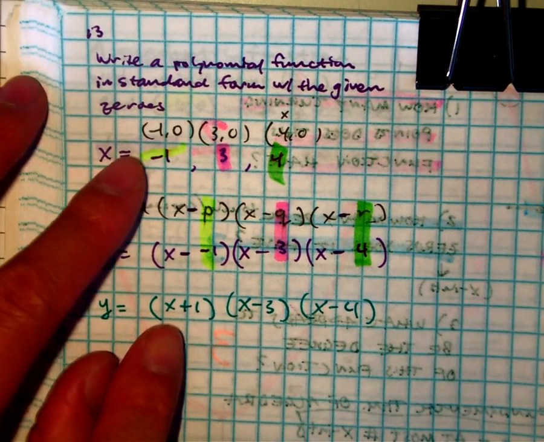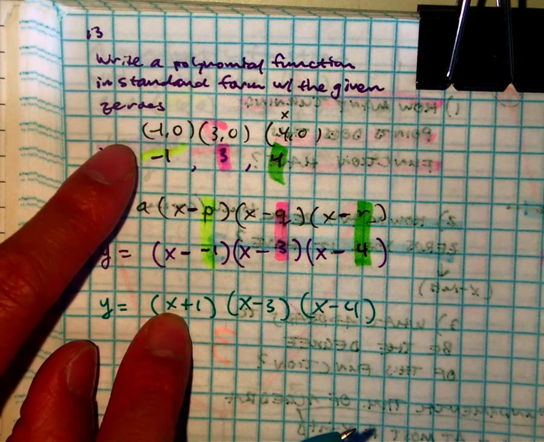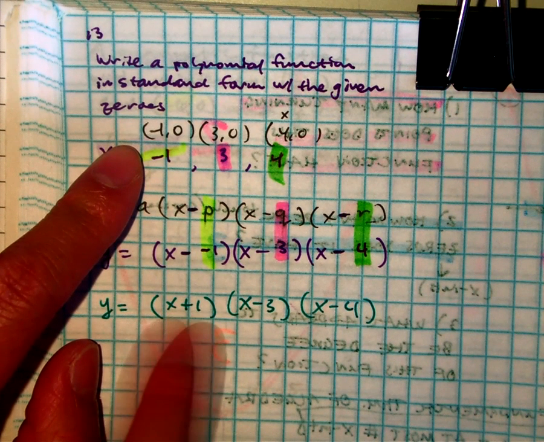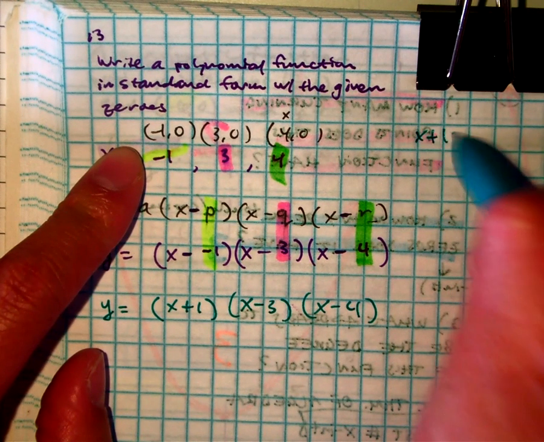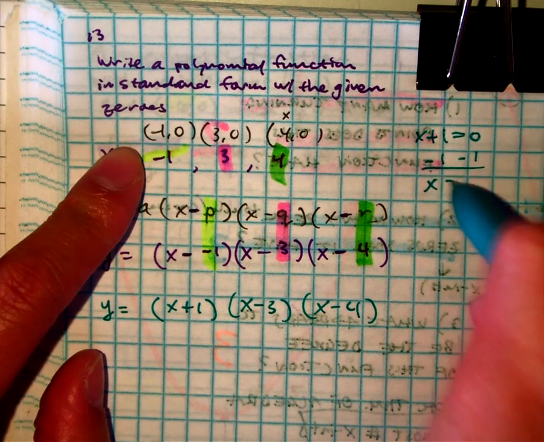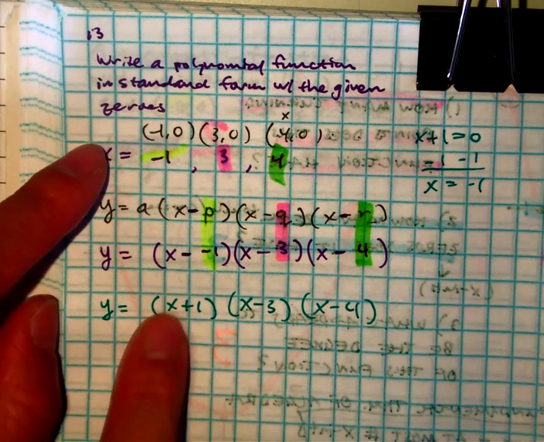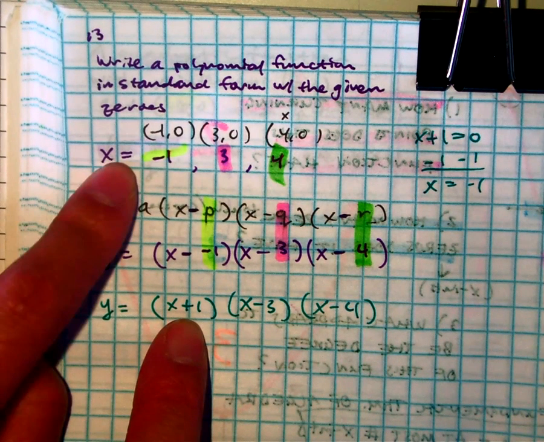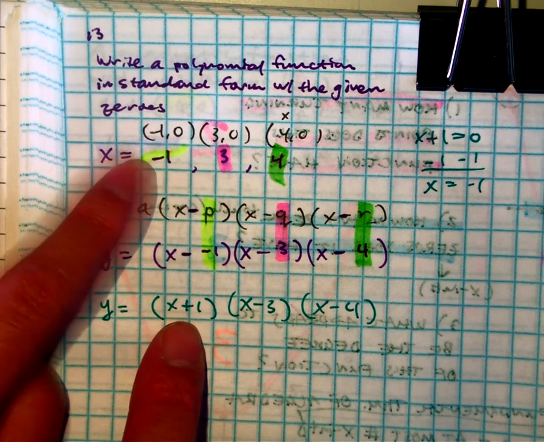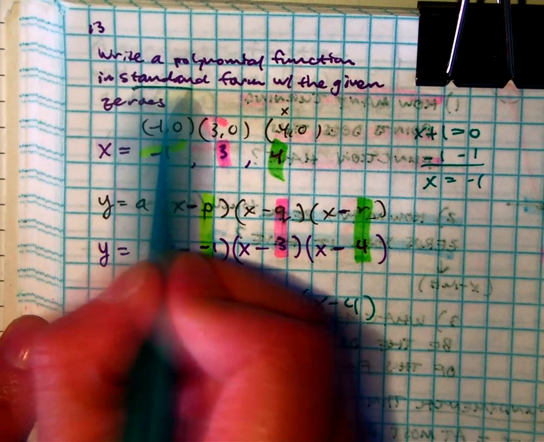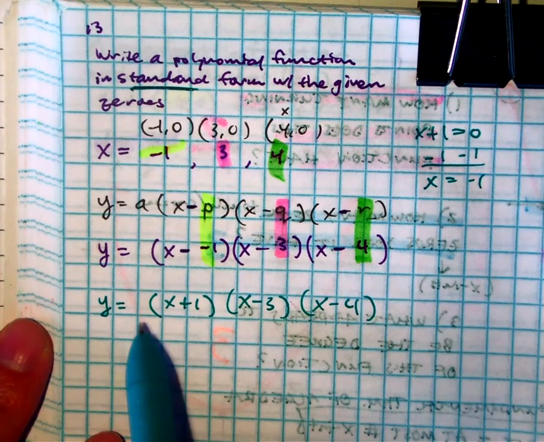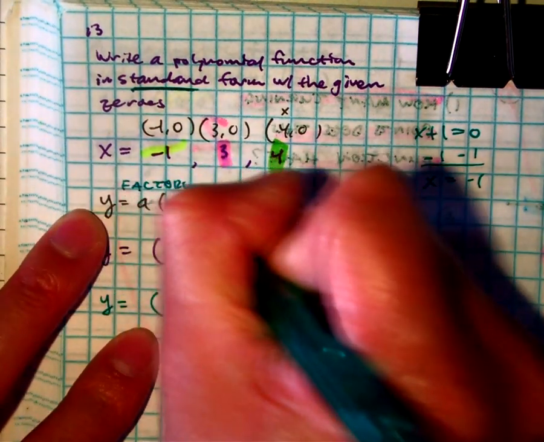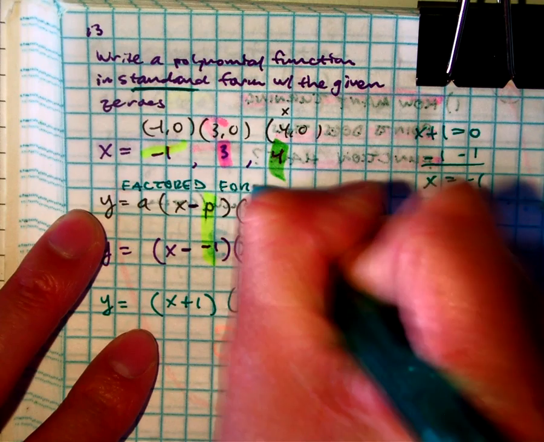Remember, a big idea for the next couple of weeks is that these are equivalent. You know that these are equivalent because if you set this equal to 0 and you solve, you'll get -1. So the parentheses, or the binomial x plus 1, is the same thing as x equals -1. Okay? Now this tells us in standard form. Standard form means there are no parentheses. This is factored form because you see a bunch of binomials.